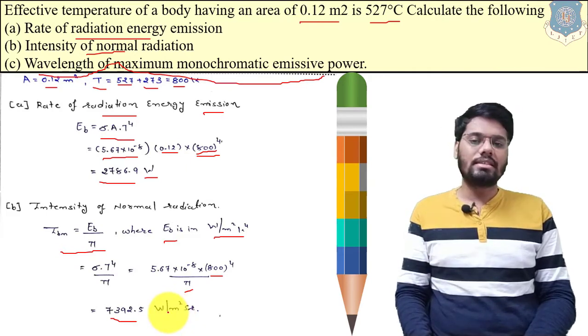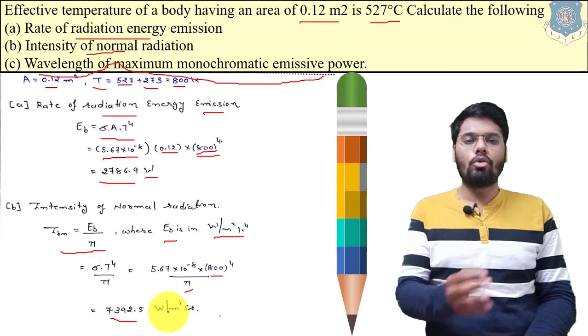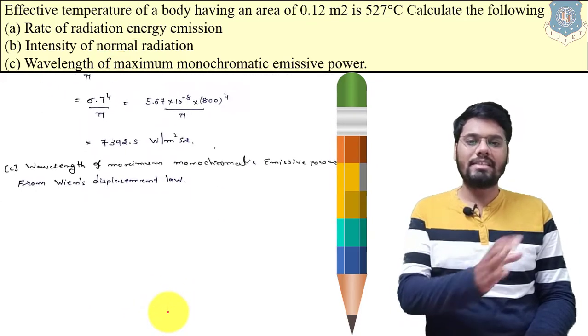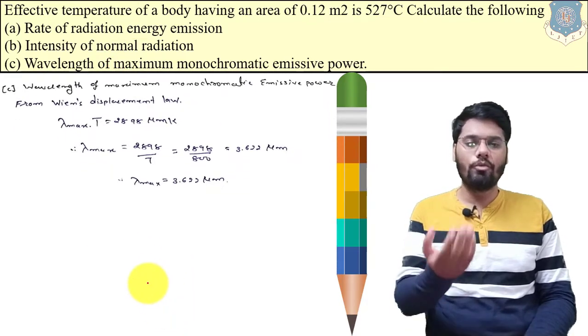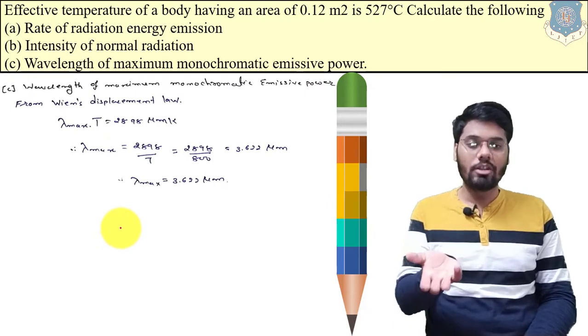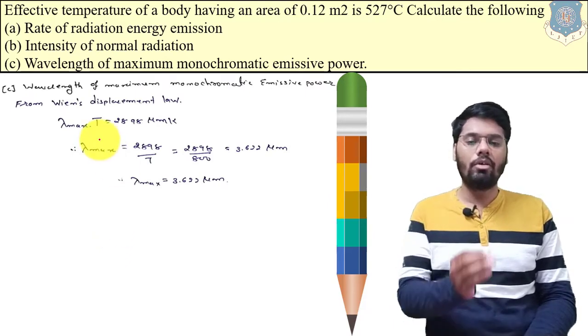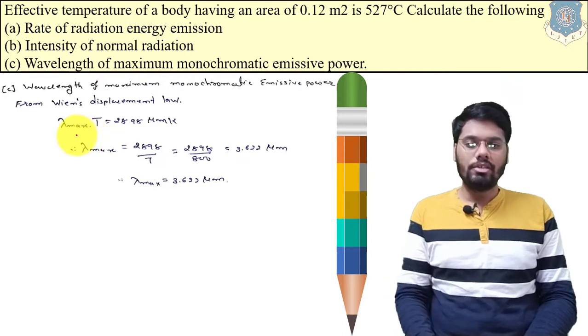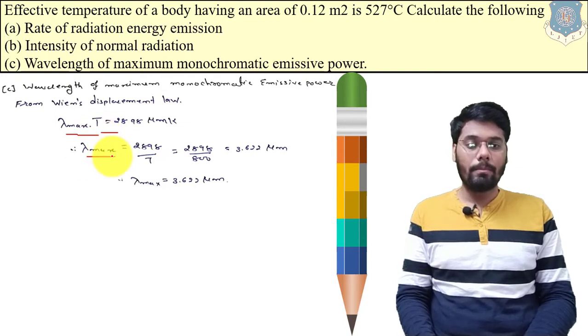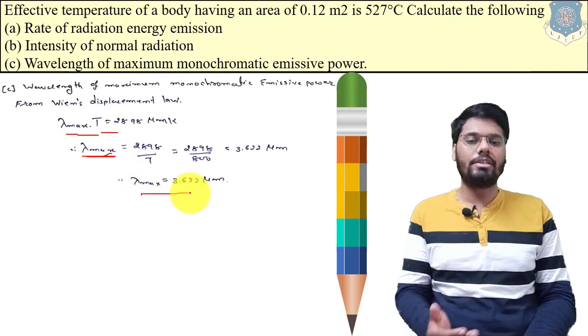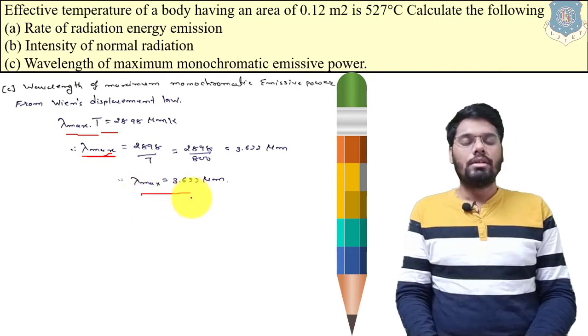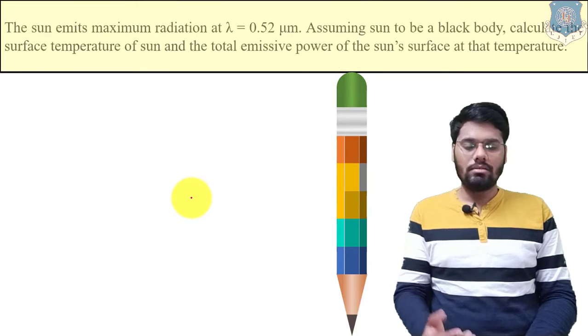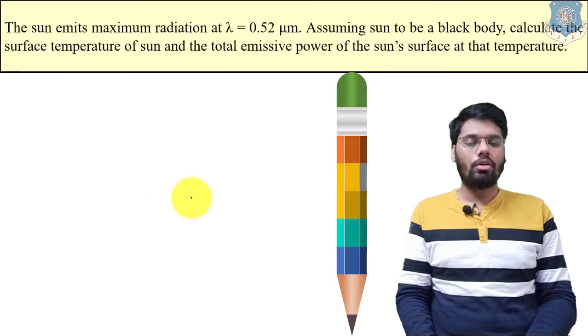Okay, the last thing which we need to find out is the wavelength of maximum monochromatic emissive power. If we want to find out the wavelength for the maximum monochromatic emissive power, then we have the equation given by Wien's, which is lambda max into T is 2898. The value of T is 800. So by putting the value of temperature, we will get maximum wavelength for this maximum monochromatic emissive power, which is 3.622 micron. So these are the equations which we are going to use to calculate all of these three things.